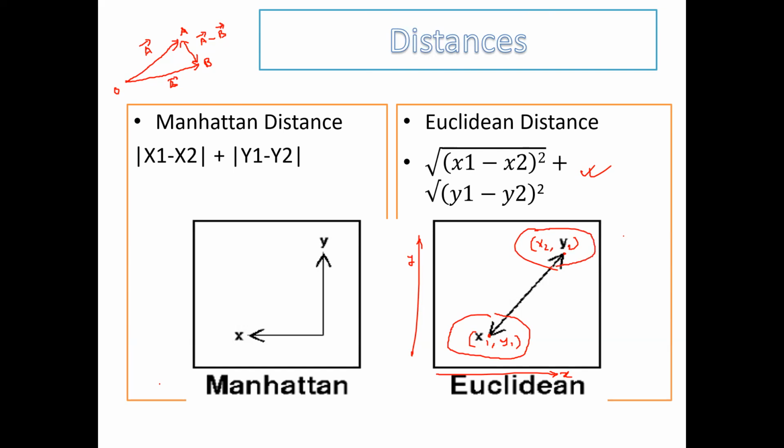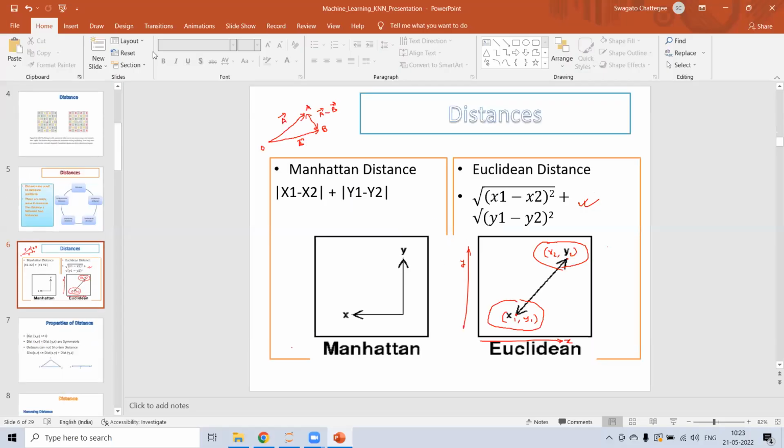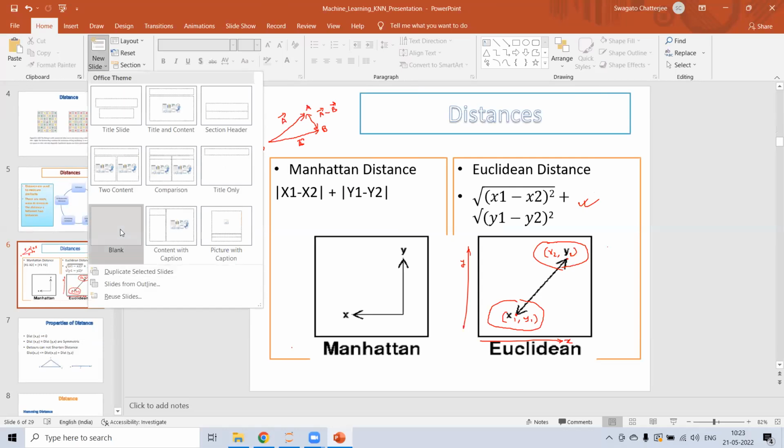Okay, fair enough. Yes, sir. One thing I was thinking is this x1 and y1, x2 and y2. Are we seeing these two values from a certain point, like you've shown there O and then A, B? No, let's say I have two observations. Let me add one slide here so that I can discuss.